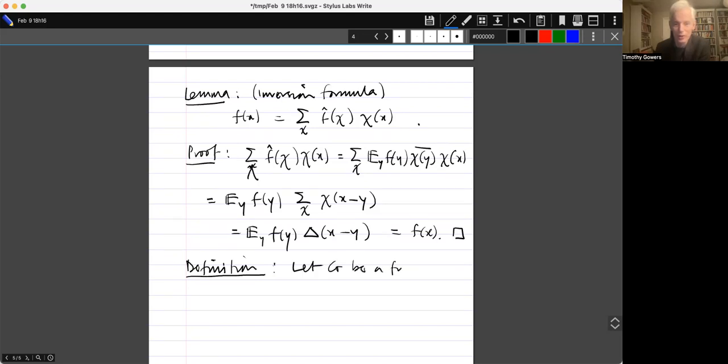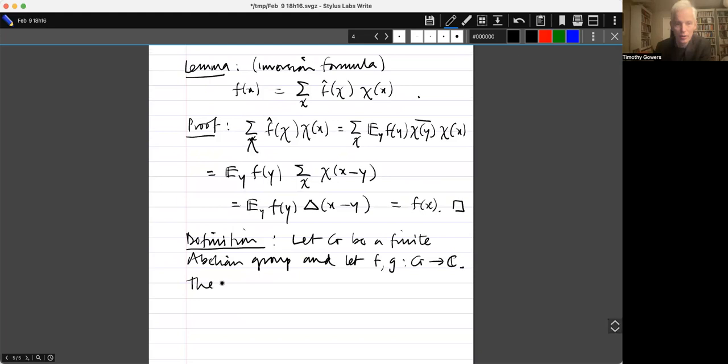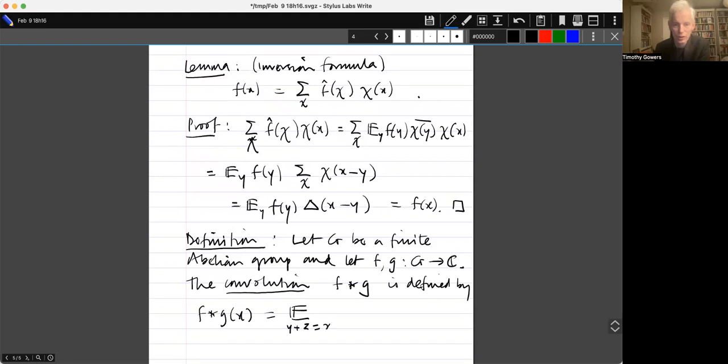Let G be a finite abelian group, and let f and g be functions from G to the complex numbers. The convolution f star g of f and g is defined by the formula f star g of x is the average, as you would expect, over y plus z equals x of f of y g of z.